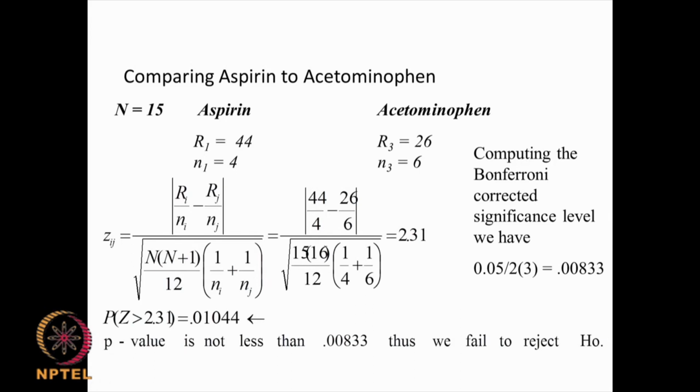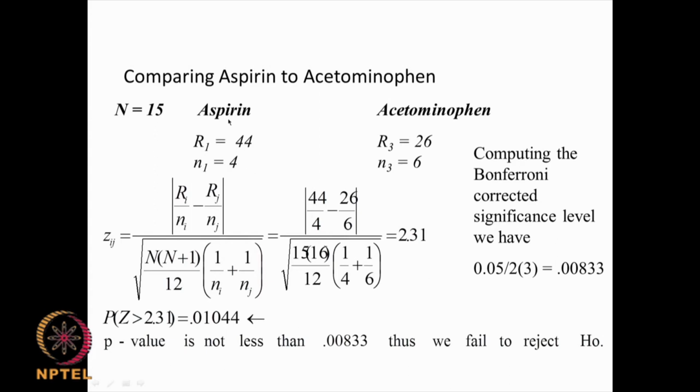0.00833 is much less than this particular probability value. So obviously the p value is not less than the 0.00833 value, and we fail to reject the H naught. The H naught in this particular case is that aspirin and acetaminophen behave in the same way. There is no reason for you to reject the null hypothesis.